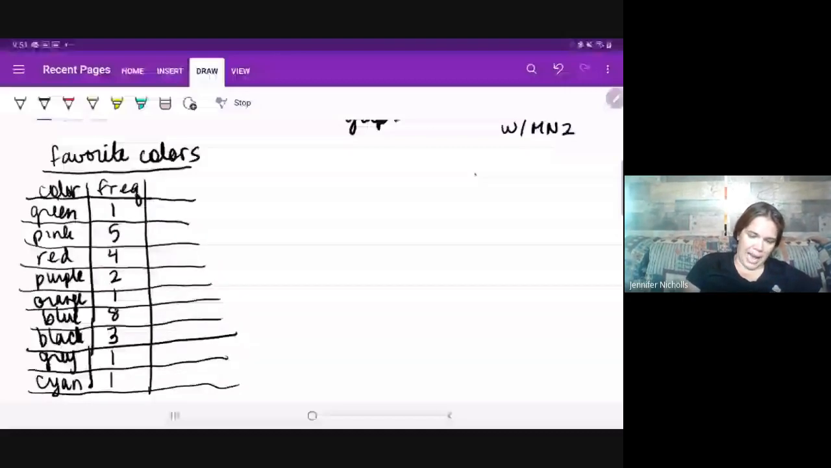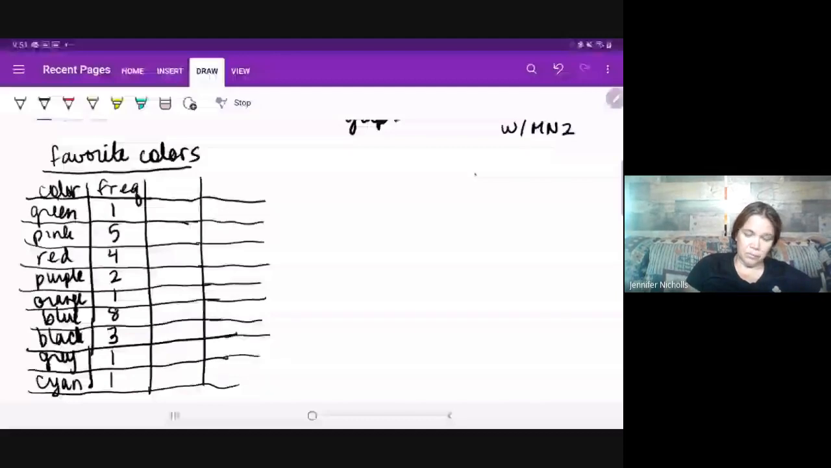Okay, so we're going to add a column to our chart. Okay, so we're going to make 2 extra columns.